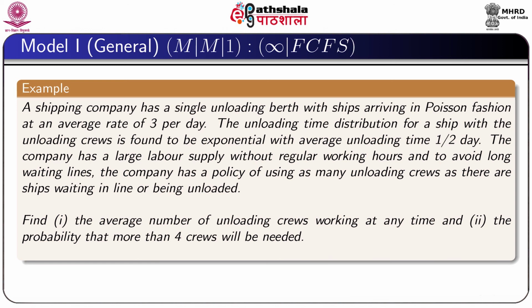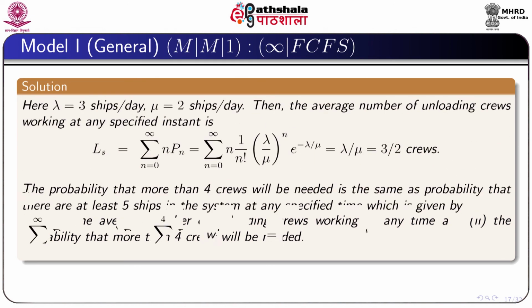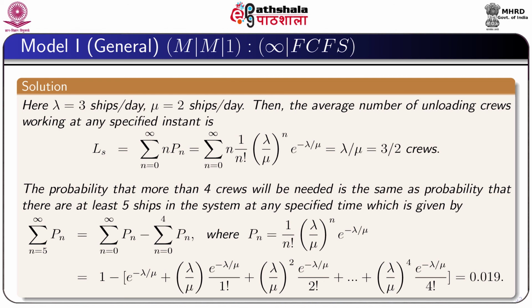We have to find the average number of unloading crews working at any time and the probability that more than 4 crews will be needed. Here the arrival rate lambda equals 3 ships per day and the service rate mu equals 2 ships per day. Therefore, the average number of unloading crews working at any specified instant is Ls, which is equal to summation n equal to 0 to infinity n p_n, and which gives lambda by mu, which is equal to 3 by 2 crews.